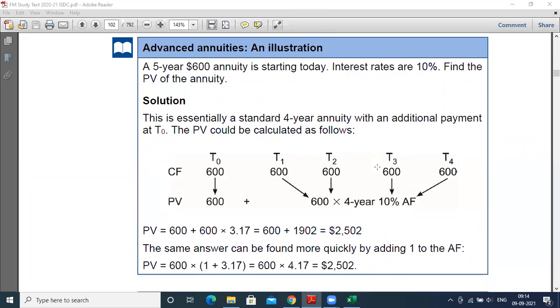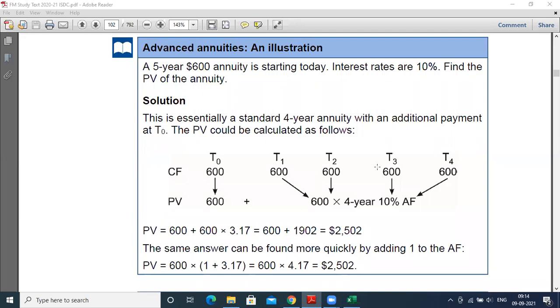So a 5-year 600 annuity is starting today. It means the cash flow is starting today and the expected rate of interest is 10%. Now we should calculate the present value of the annuity. In general, if you are receiving a cash flow from a project, we used to start it from T1. But in this case, the annuity is starting immediately. So instead of going with T1, we need to start our cash flow from T0. So 5 years means T0, T1, T2, T3, and T4.